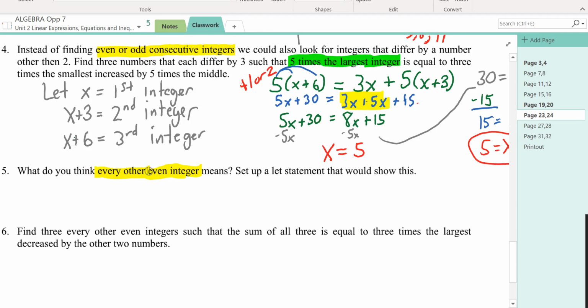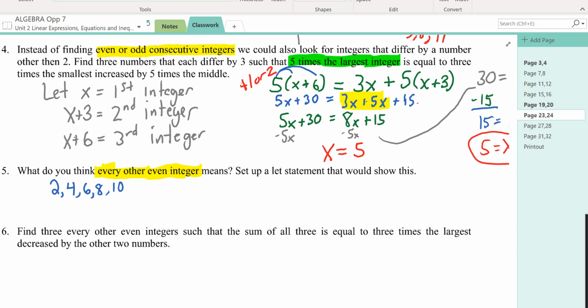I mean even number, same value. Like 2, 4, 6, 8, 10, 12, 14, and I can keep going. That's it. You got it. Now it says every other even integer.